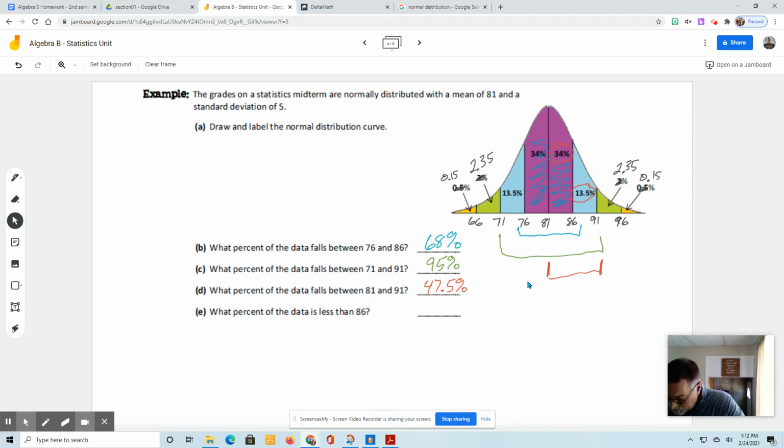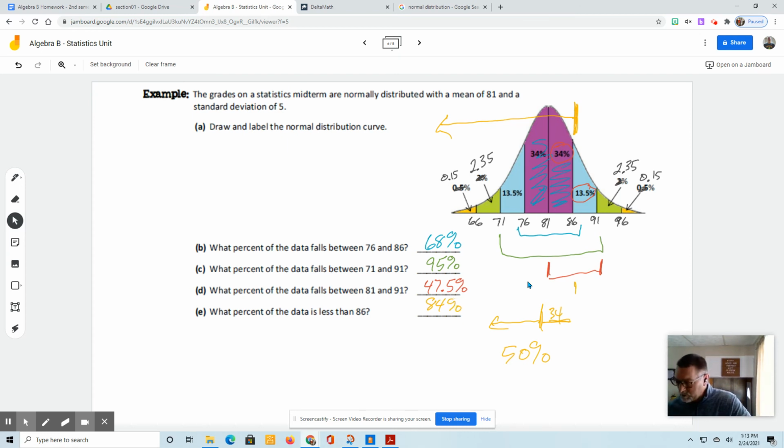And then letter E, what percent of the data is less than 86? So here's 86 here. Let me do it up here. Here's 86, and we're talking about everything this way, all of that. So then we're starting here at one above. So we've got 81. So this area here at the mean represents 50% of the data. And so then we're taking 50% and then we're adding this 34 here, right? So we got 50 plus 34, so that's 84% of the data is between there.